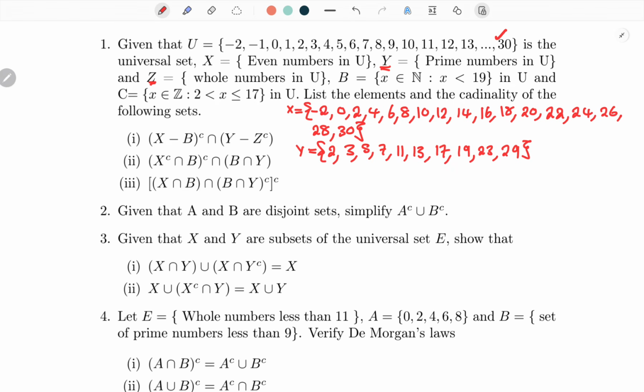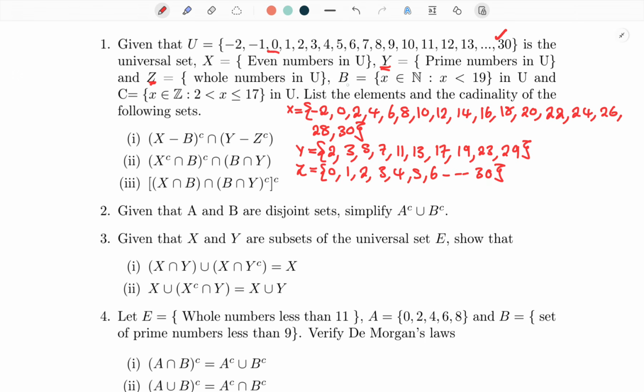They're saying Z is simply a set of whole numbers. So Z is going to be this particular set, which is going to move, because the whole numbers start from 0. So just numbers from 0 all the way up to 30. So it's going to be 0, 1, 2, 3, 4, 5, 6, then all the way up to 30. These are all numbers.